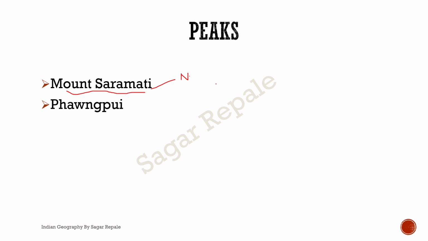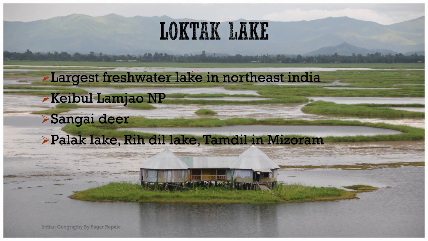If you see the height of Purvanchal, it is somewhat lesser than the Himalayas. The height of Mount Saramati is around 3,800 meters, and the next important peak is Phawngpui. Phawngpui is also called the Blue Mountain and it is present in the Lushai Hills, and Lushai Hills are located in the state of Mizoram. So Phawngpui is the tallest peak in the state of Mizoram. Don't forget that it is the tallest peak in Mizoram. And Mount Saramati, it's in Nagaland, in the Naga Hills.